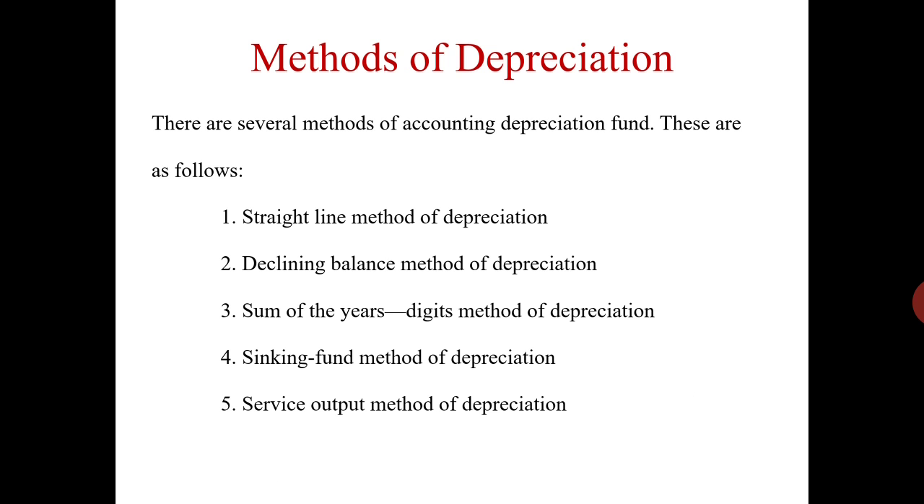Methods of depreciation. There are five methods of depreciation used in industry. The first one is the straight line method of depreciation. The second one is the declining balance method of depreciation. The third one is the sum of years digit method of depreciation. The fourth one is the sinking fund method of depreciation. And the fifth one is the service output method of depreciation.